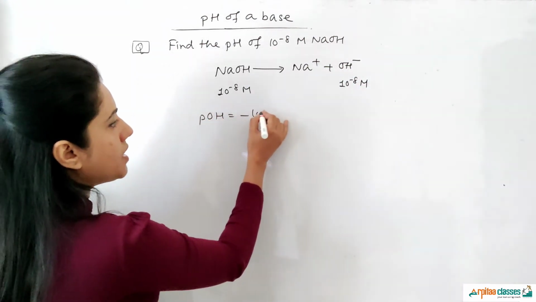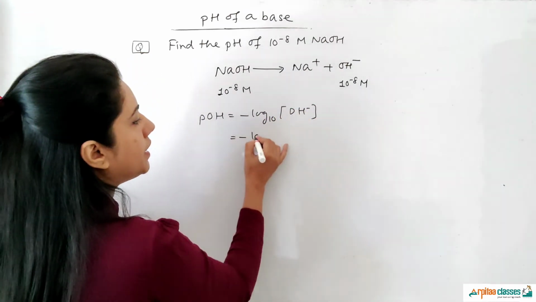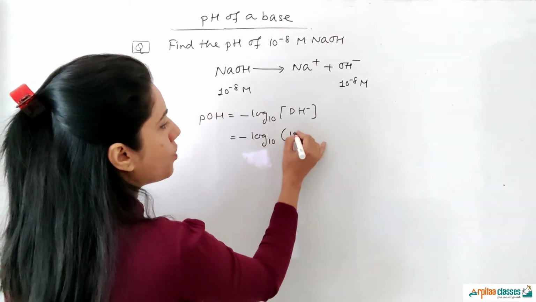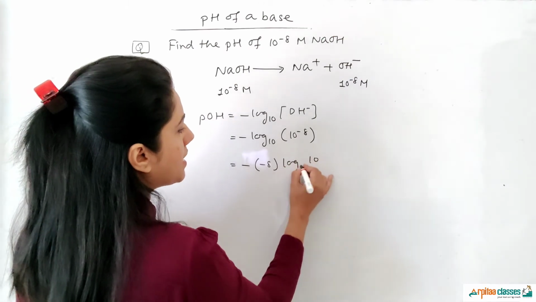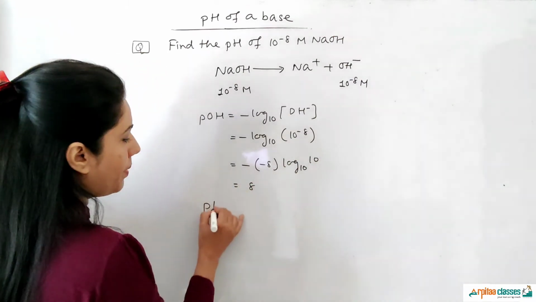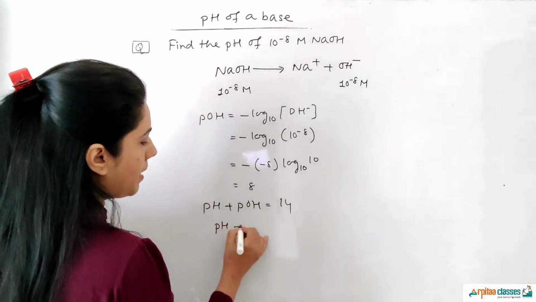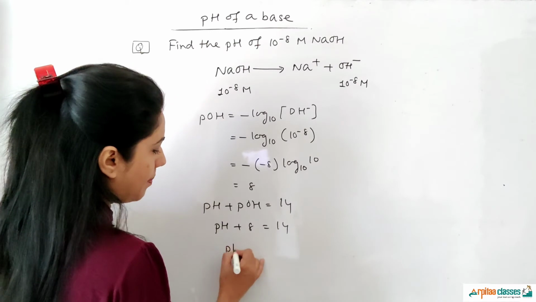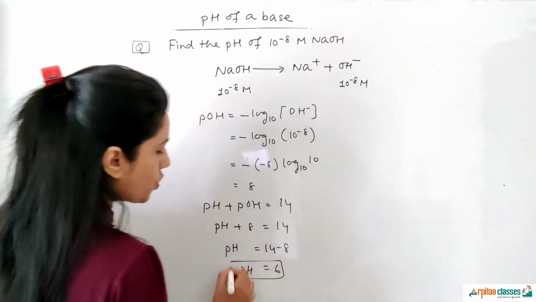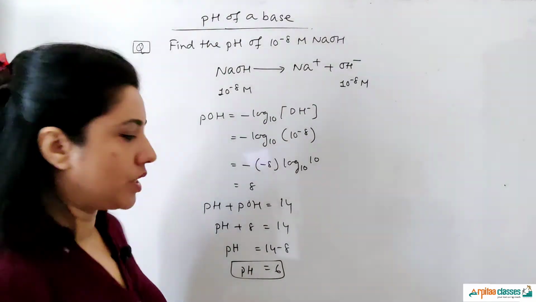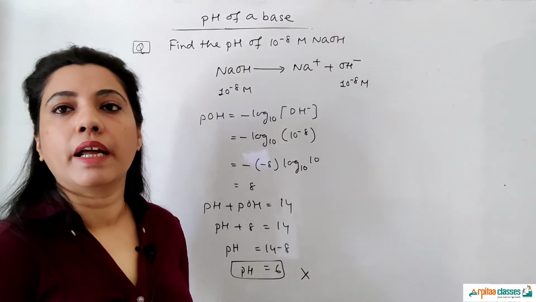pOH is equal to minus logarithm to the base 10 of OH minus concentration, and here the OH minus concentration is 10 raised to power minus 8, so it's minus minus 8 log to the base 10 of 10, so it's coming 8. Therefore pH plus pOH is equal to 14. pH plus 8 is equal to 14, and pH is coming 14 minus 8, that is 6. pH for a strongly basic solution is coming 6, which is not possible because for basic solutions we know the pH has to be greater than 7.